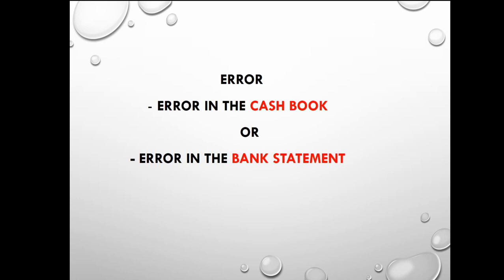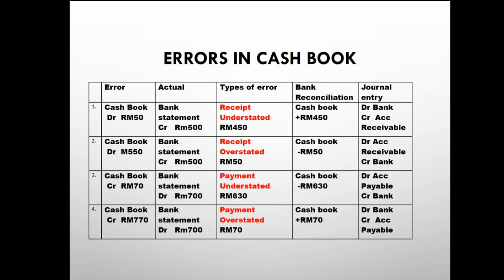Errors can be incurred in the cash book or in the bank statement. So now we look at errors in the cash book. There are four categories of errors that can be incurred in the cash book. Number 1, receipt understated. Number 2, receipt overstated. 3, payment understated. And 4, payment overstated.